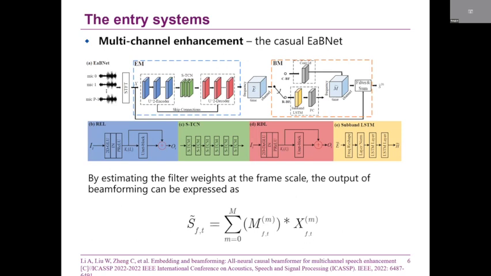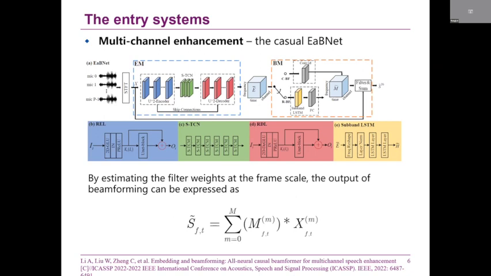After online speech dereverberation, we use the causal EaBNet as a multi-channel enhancement module. It was proposed in ICASSP 2022. It includes an embedding module with a U squared encoder, decoder, and skip connection. After the encoder and decoder operation, the spatial spectral discriminative information can be implicitly represented, noted as E tilde.